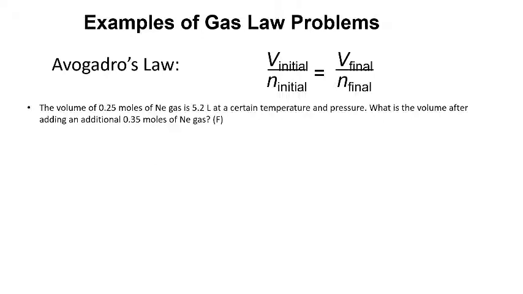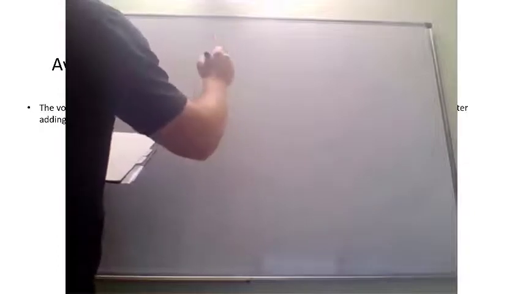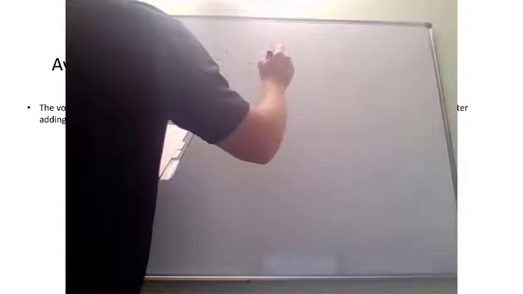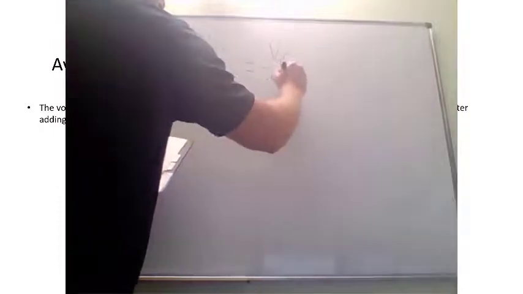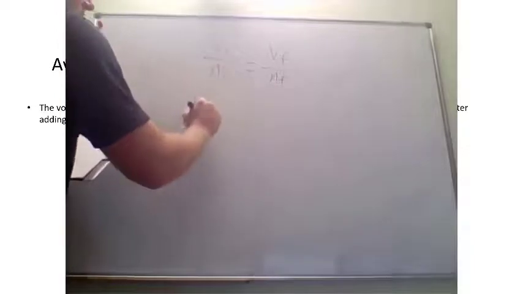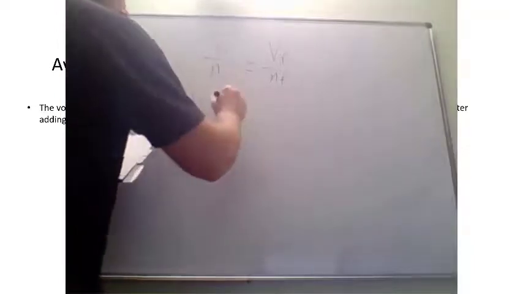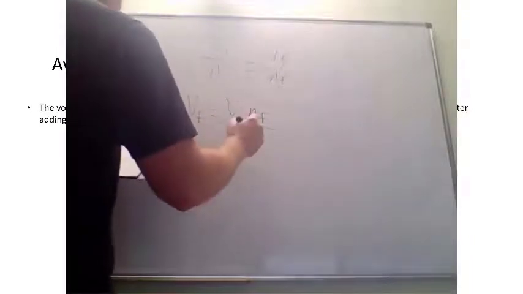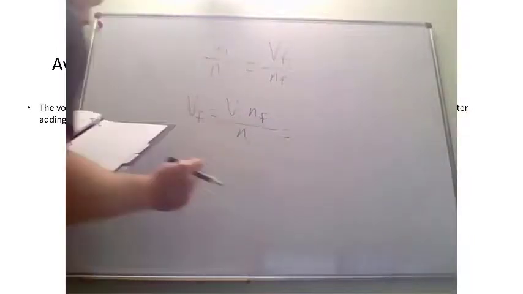Okay, so Avogadro's law states that our initial volume over our initial number of moles is equal to our final volume over our final number of moles. So here we're trying to solve for our final volume. So rearranging the equation states that the final volume is equal to the initial volume times the final number of moles over our initial number of moles.